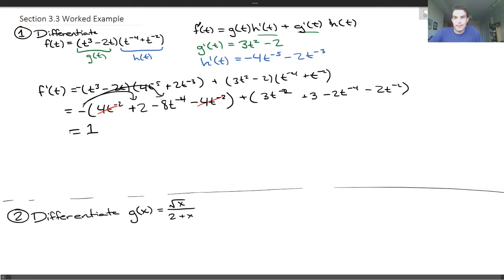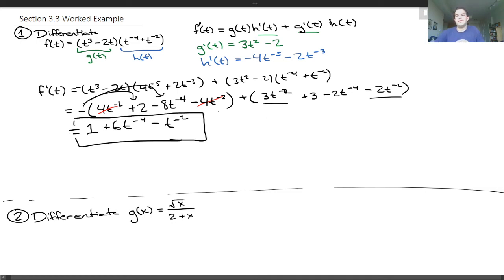Here we have positive 8t to the negative 4 because we distribute this negative sign, minus 2t to the negative 4, so that is plus 6t to the negative 4. And then we have 3t to the negative 2 minus 2t to the negative 2, that is minus t to the negative 2. And this is now a nice, simplified final answer.